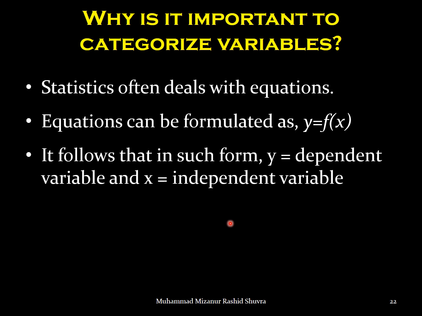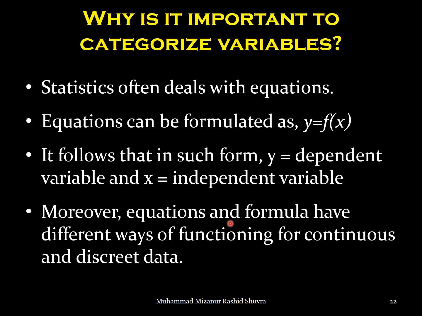Those who have done graphs before, for discrete variables it's better to make frequency bar graphs with them, but with continuous variables it's better to make a scatter plot or even a line graph, right? So that's how it's different. But moreover, the equations and formula have different ways of functioning for continuous and discrete data, and that's what I'll say a little bit later. I think discrete is spelled wrong here.